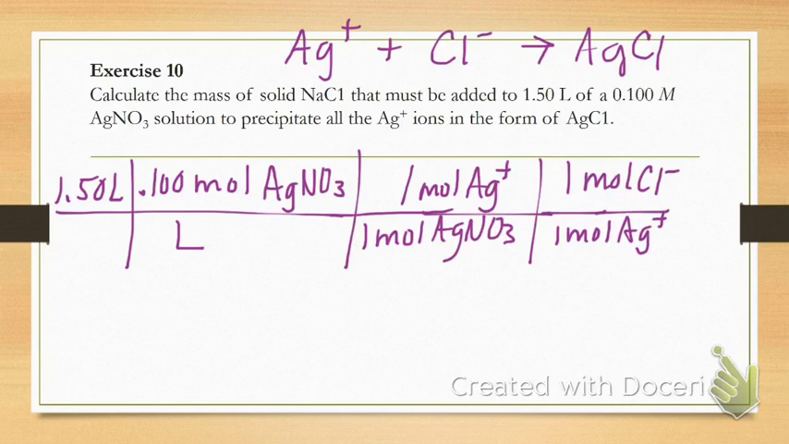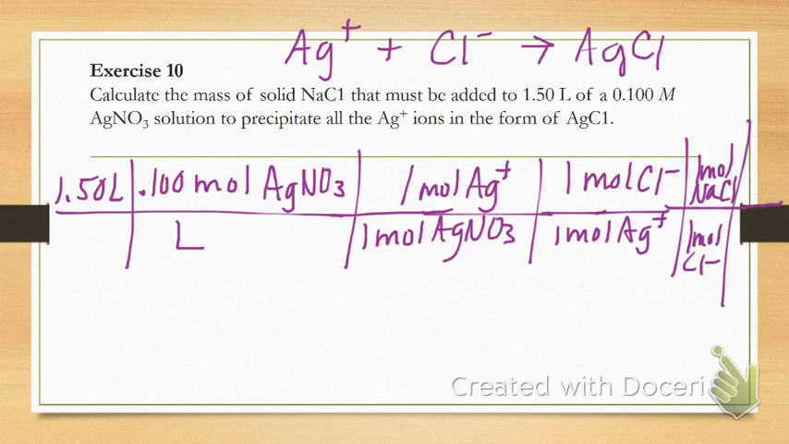Yeah, I'm running out of room, so I'm going to come down here. I'm going to squeeze it in here. For every 1 mole of Cl minus, I need 1 mole of NaCl. Yes? And then my last step, which I am completely out of room because I wrote too big, is to do what?